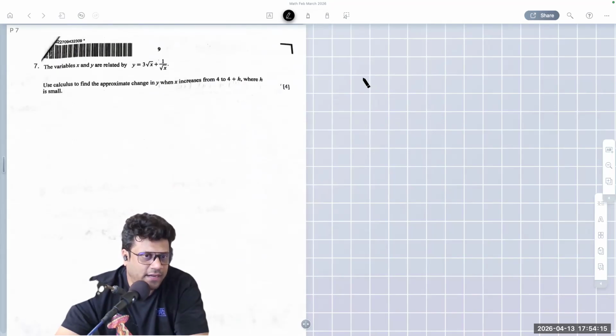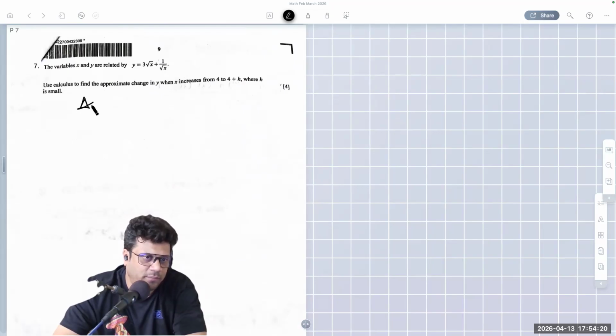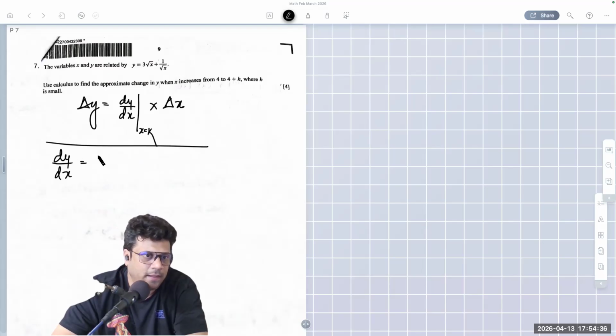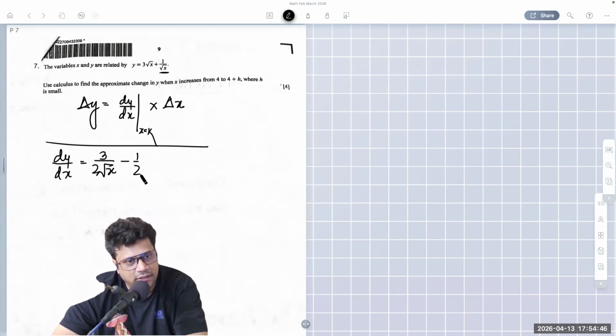The variables x and y are related. Use calculus to find the approximate changes. Okay, so I know that the formula for approximate changes is delta y equals dy by dx at some given x value multiplied by the change in x. So I'm going to find dy by dx first. Well, that is going to be 3 divided by 2 root x, and x to the power of minus 1 by 2, right? This one. So minus 1 by 2 into x to the power of minus 3 by 2.